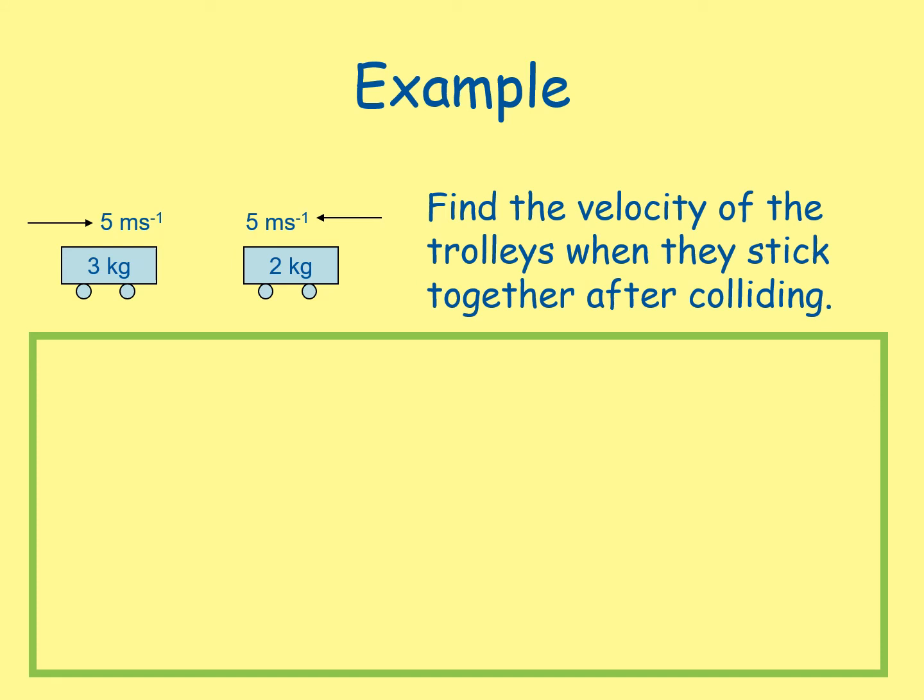Find the velocity of the trolleys when they stick together after colliding. Let's draw a diagram showing before and after the collision. So before the collision, we have the two individual trolleys, one of 3 kilograms travelling at 5 meters per second to the right, and one of 2 kilograms travelling at 5 meters per second to the left.